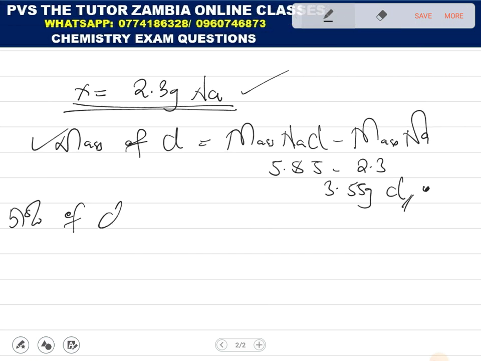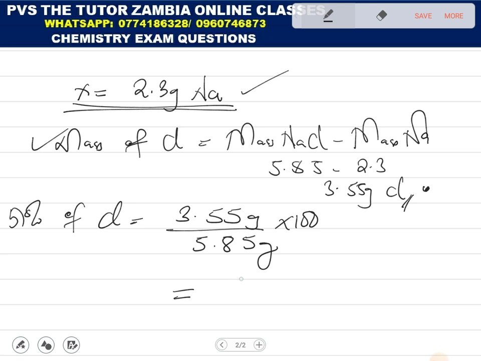So, the percentage of chlorine is just equal to 3.55 grams over 5.85 grams. We multiply by 100. And I'm getting 60.68 percent. That's how much it is in terms of the actual mass. Of course, I'm talking about the mass that we've calculated.